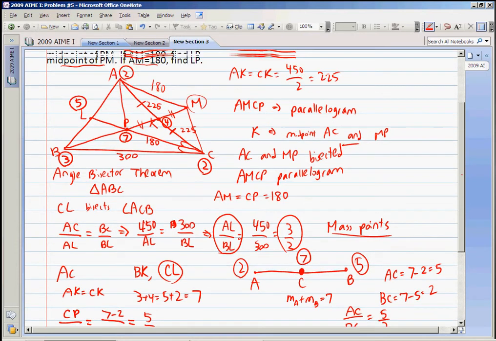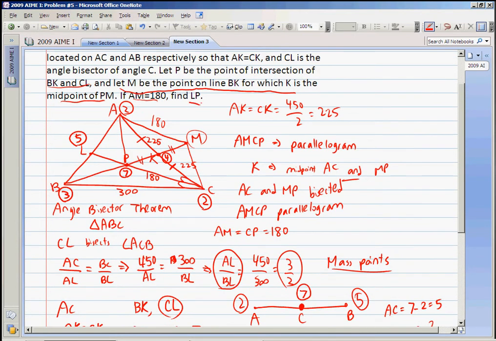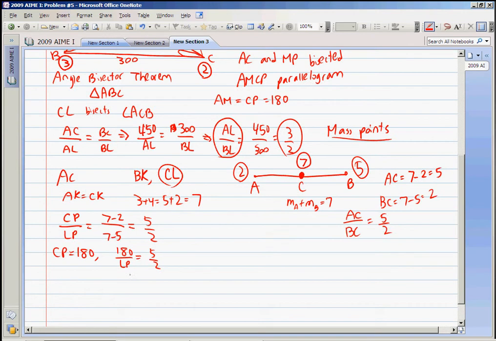Now the original problem statement asks us to find LP, so we just have to solve this proportion. So cross multiplying gives us 5LP equal to 180 times 2, which is 360. And dividing both sides by 5 gives us LP equal to 360 divided by 5, leaving us with an answer of 72.